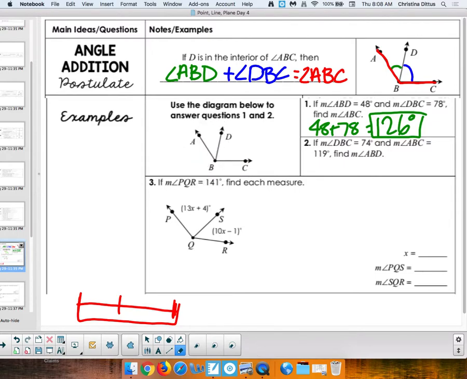If angle DBC, this angle here, is 74 degrees, and angle ABC, my whole angle, is 119. When I talk about the big angle, I always put mine outside. Whatever helps you is cool. So if I have 119 degrees, my big one, and 74 is the little one, how can I find this angle right here? Add them? Subtract them. Take your big minus one of your smalls, and you'll get the other small. And how many degrees is ABD?